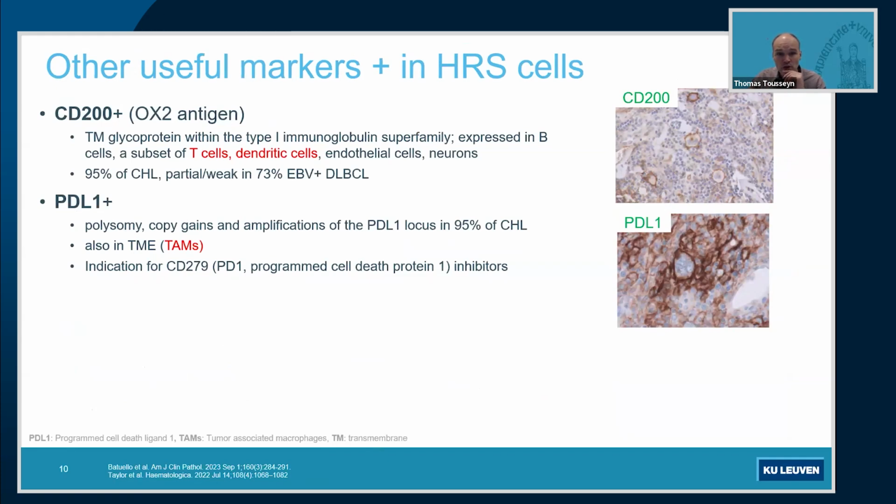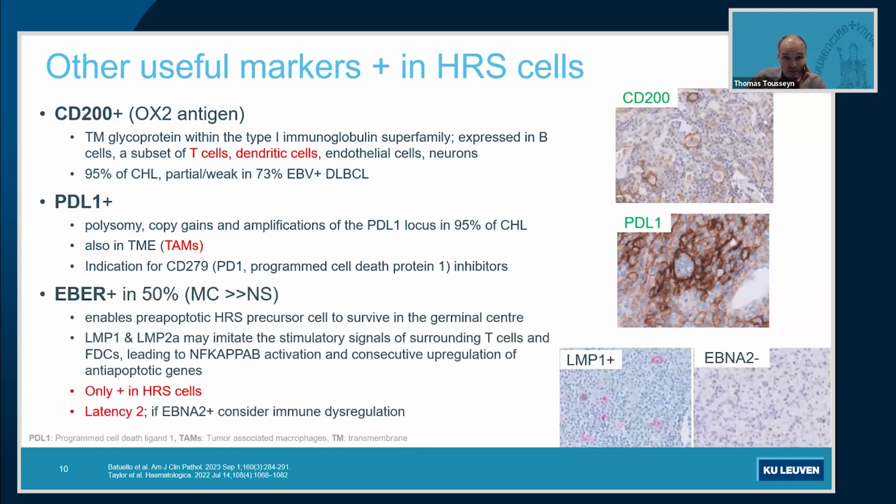PDL1 is interesting to note, not so much for the diagnosis, but for the part that Dan will go into, mainly for further lines of treatment, because nearly all Hodgkin lymphomas will overexpress PDL1. The overexpression, as you can see here, will be in the Reed-Sternberg cells, but also in the numerous histiocytes that are present. The reason for this PDL1 overexpression is an amplification of the PDL1 locus or copy number gain in Reed-Sternberg cells. And that's why, of course, it can be used for PD-1 inhibitor treatments.